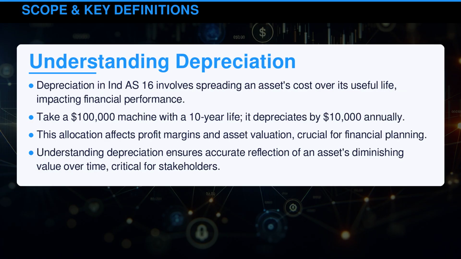Depreciation in Indian Accounting Standard 16 involves spreading an asset's cost over its useful life, impacting financial performance. Take a $100,000 machine with a 10-year life. It depreciates by $10,000 annually. This allocation affects profit margins and asset valuation, crucial for financial planning. Understanding depreciation ensures accurate reflection of an asset's diminishing value over time, critical for stakeholders.